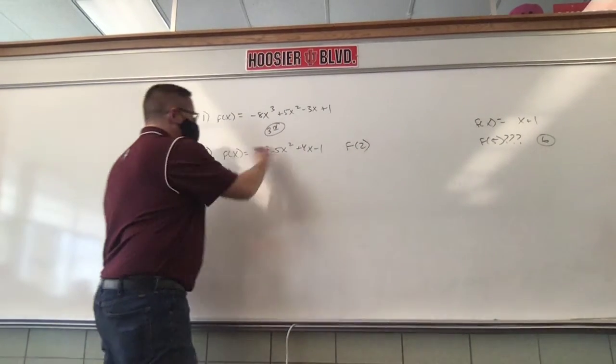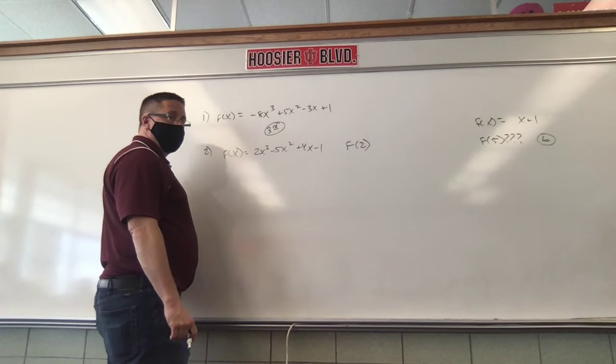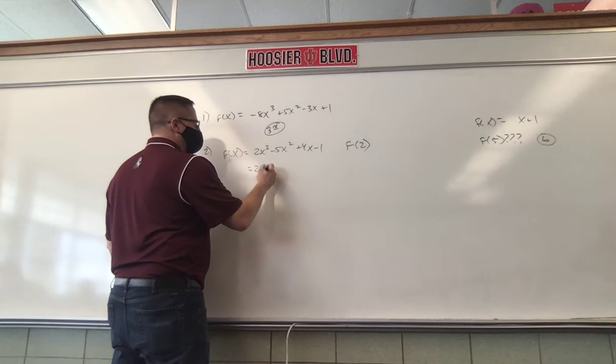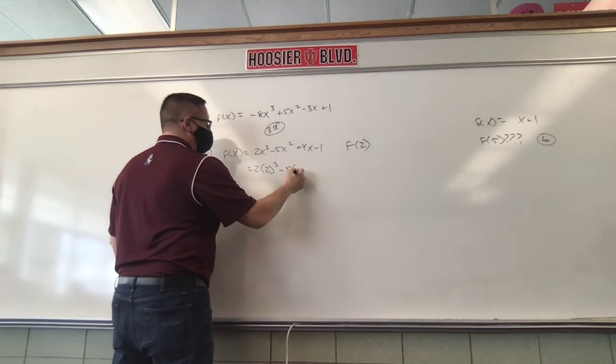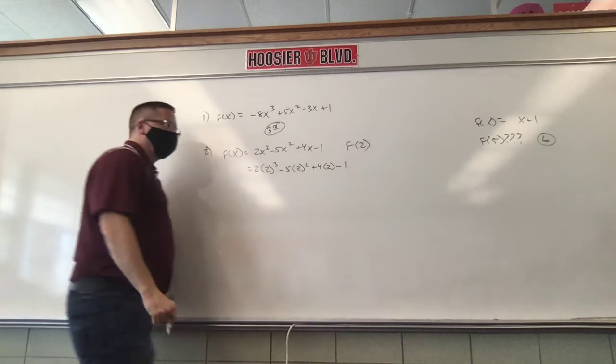So, what am I going to do over here? Put in 2. For what? X. Which x? Every one of them. And put it in parentheses. So, 2 times 2 cubed minus 5 times 2 squared plus 4 times 2 minus 1.